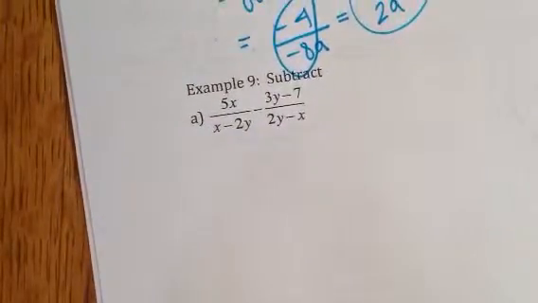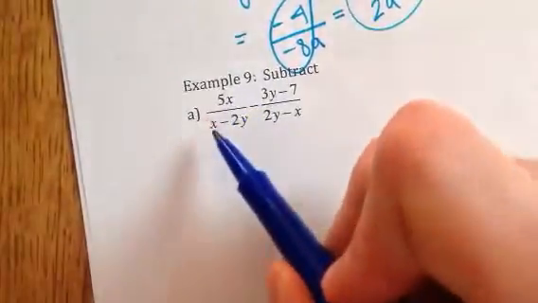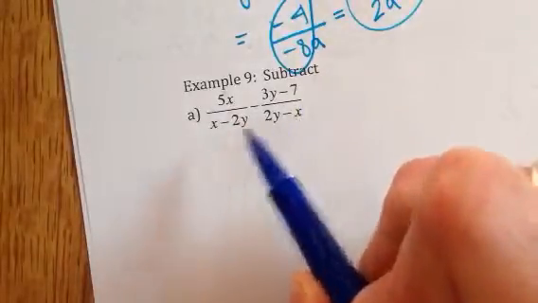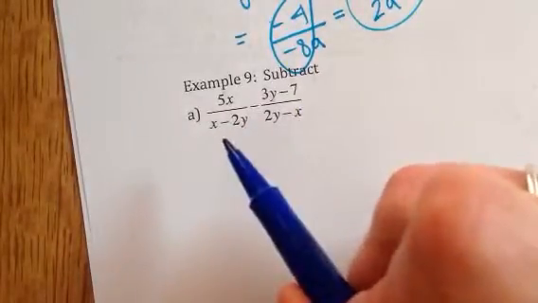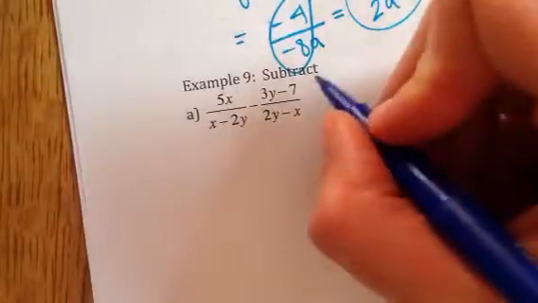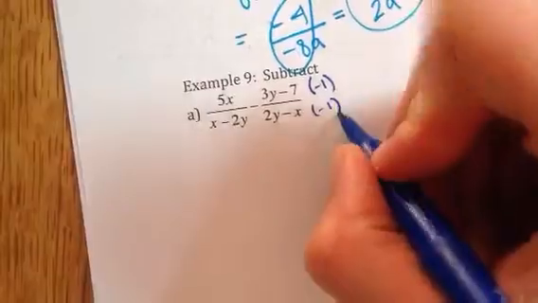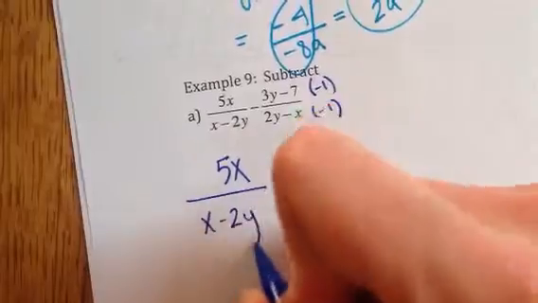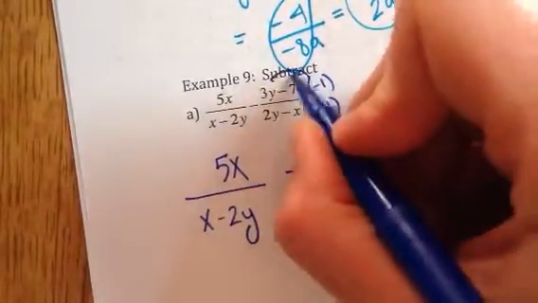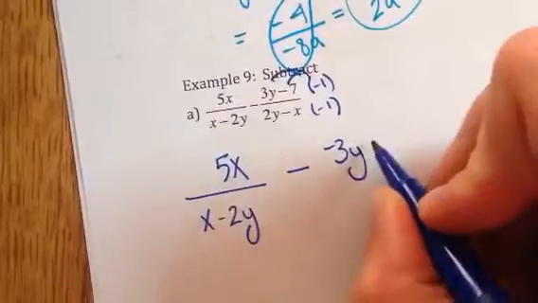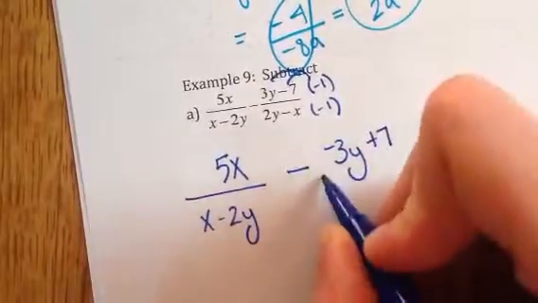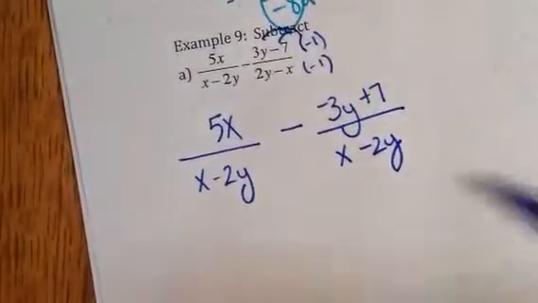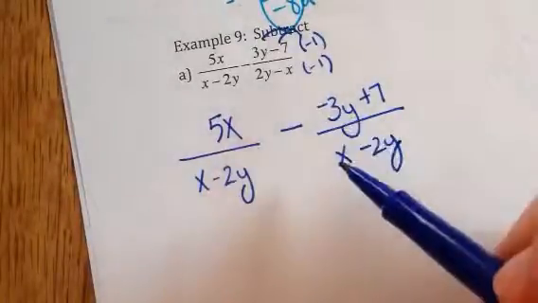In example number 9, here we have 5x over x minus 2y minus 3y minus 7 over 2y minus x. So they're the same thing, just not the right order. So in order to change the order, we're going to multiply by negative 1. So we're going to have 5x over x minus 2y minus, multiply your terms by negative 1, negative 3y plus 7 over x minus 2y. So when you multiply by negative 1, you're just changing your sign. Whatever is positive becomes negative, whatever is negative becomes positive.